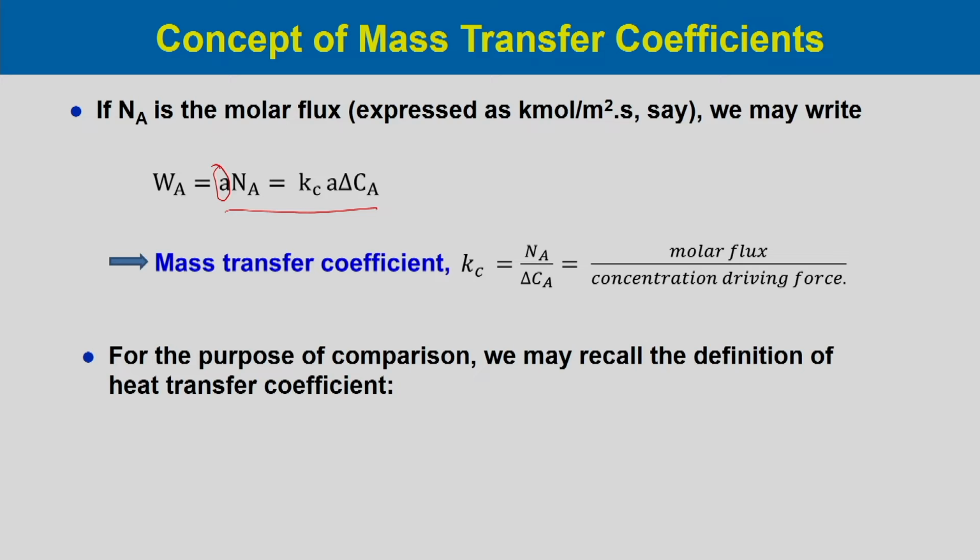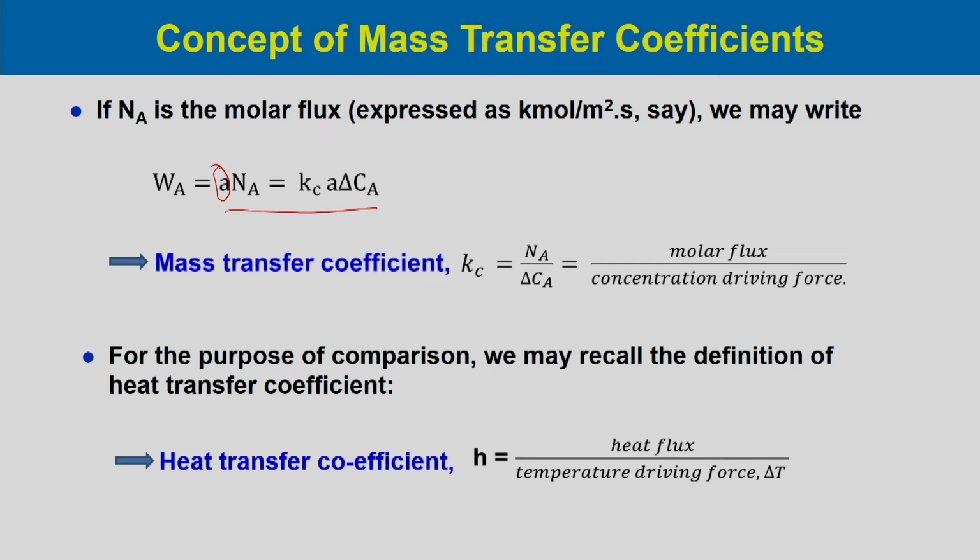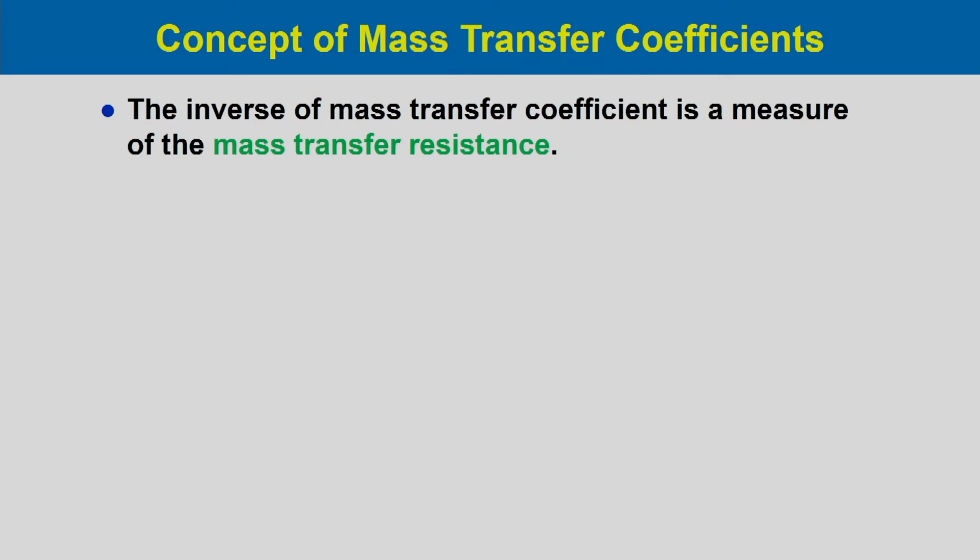For the purpose of comparison, we may recall the definition of heat transfer coefficient h, which is the heat flux divided by the temperature driving force. In a similar fashion, the mass transfer coefficient is the molar flux divided by the concentration driving force. The inverse of mass transfer coefficient is a measure of the mass transfer resistance. So, 1 by mass transfer coefficient would be the resistance for mass transfer.